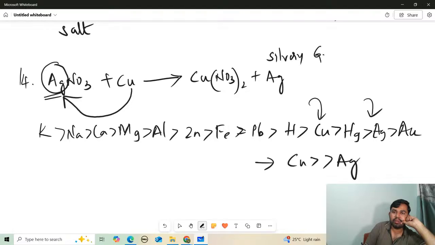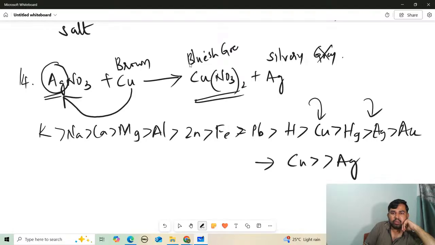Silvery gray will be there. Silvery, we can say, not silvery gray. So silvery color. Then what is the color of this copper? Sir, it will be a brown color metal. Then after this, this copper compound is, what we can say, bluish green color. So blue to green color salt solutions will form.